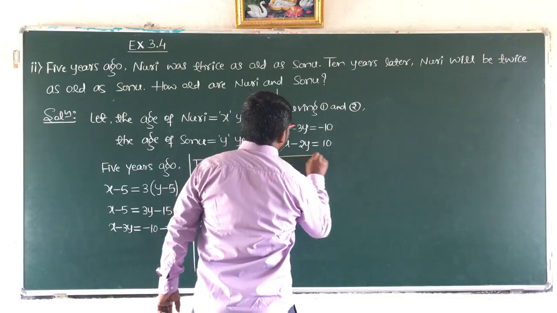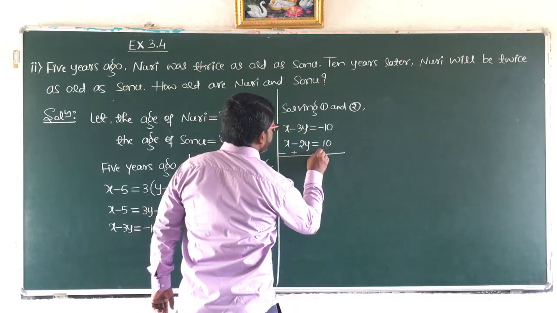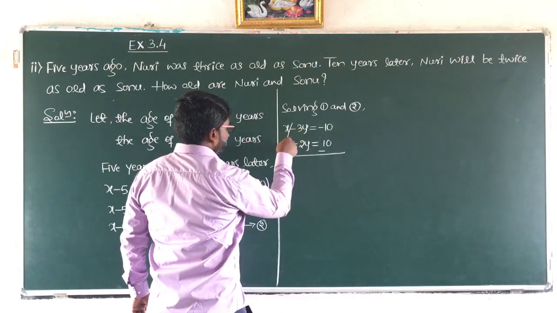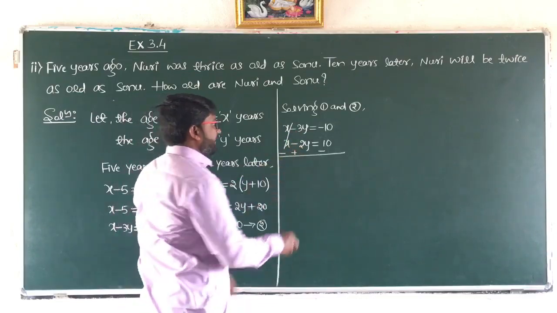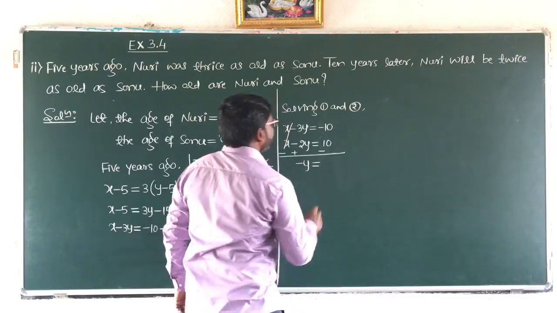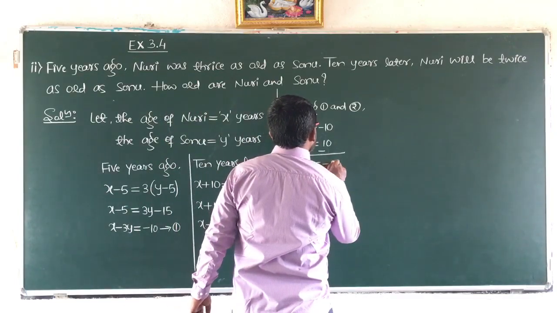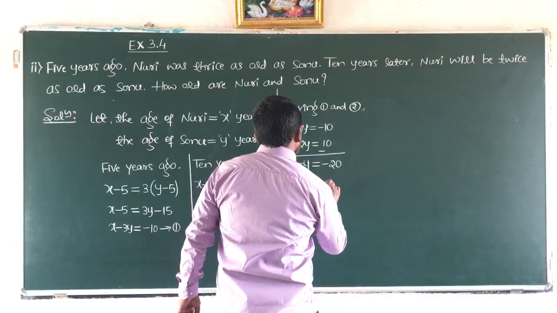Now see here, change the signs, it becomes plus and it becomes minus here. So here x and x get cancelled. Now minus 3y plus 2y will be minus y. Then minus 10 minus 10 will be minus 20, which is equal to minus 20. Then y is equal to 20.